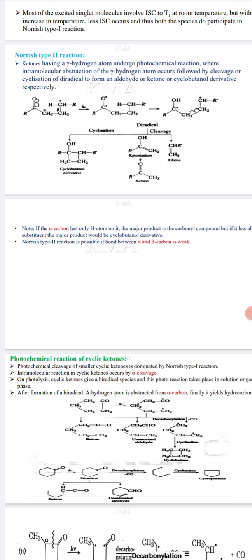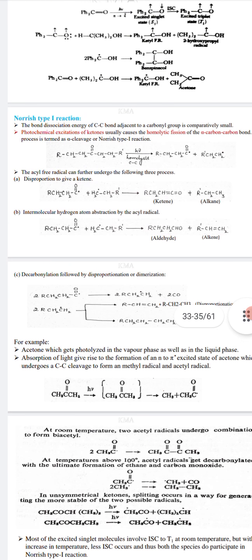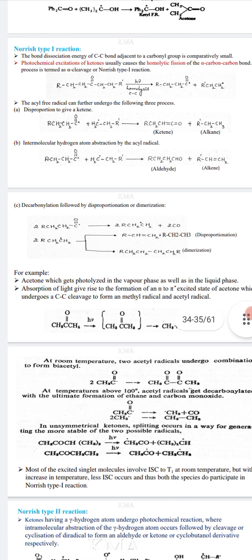Right. So this is about Norrish type 1 and Norrish type 2 reactions. In Norrish type 1, it forms acyl and alkyl free radicals. These then undergo three processes: one is disproportionation to give ketene, intermolecular hydrogen atom abstraction by the acyl free radical, and one is decarbonylation followed by disproportionation or dimerization. So you can explain with the example by taking acetone.